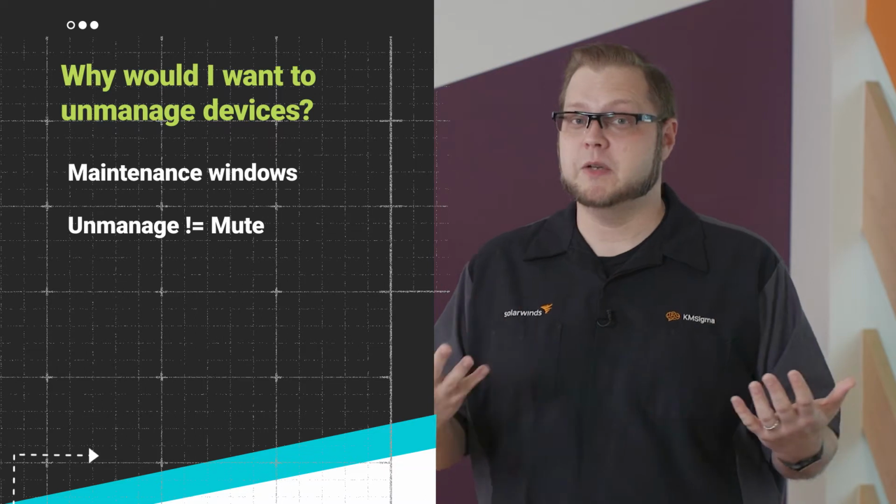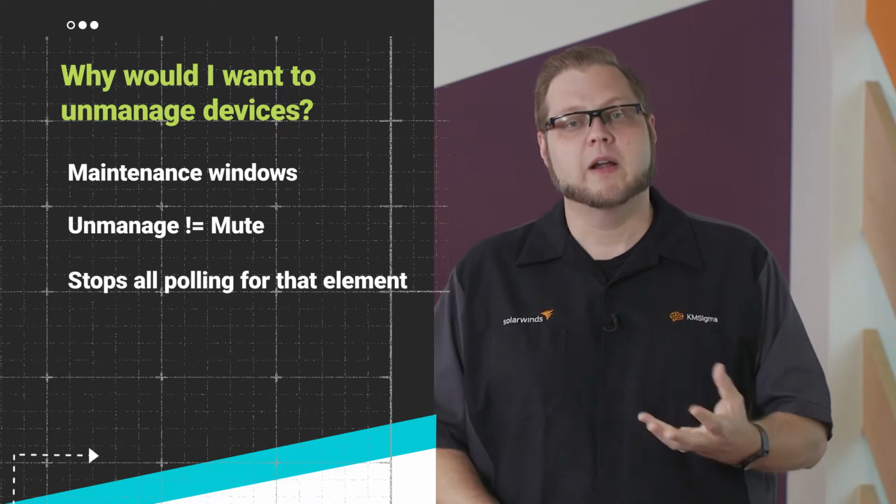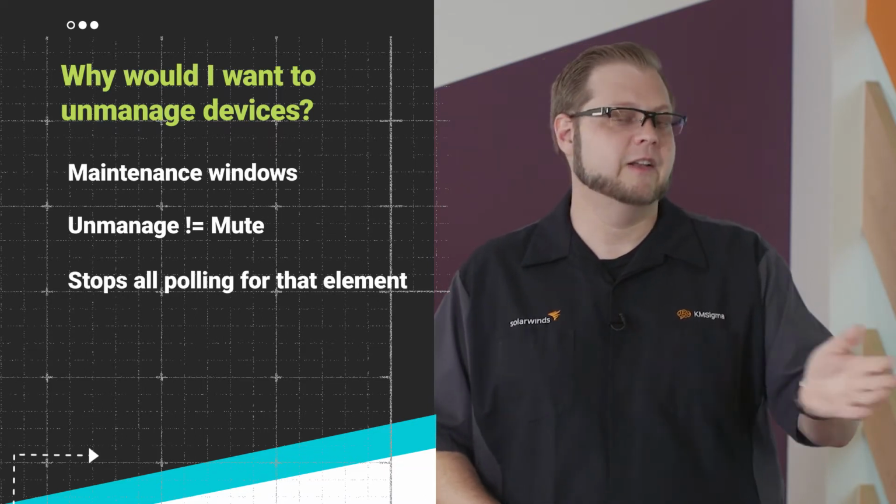To start, we're going to unmanage a node. And for that, we're going to use a verb that's exposed through the Orion API. The reason you would want to unmanage devices is because you need to take them down for maintenance and you don't need the alerts on them. Now, there is a difference between unmanage and mute. We will get to mute in a second, but right now, unmanage will basically say stop collecting statistics and flag the node in a specific way.